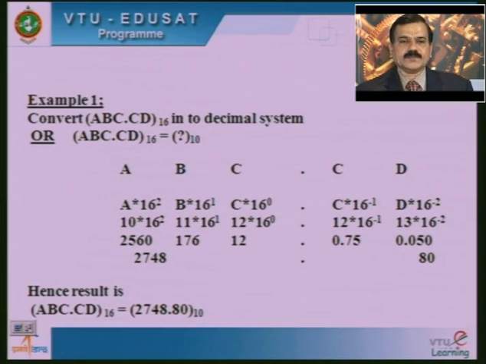Now, the product values on the left side you have to sum. That gives the sum value as 2748, and after the radix point, 0.75 plus 0.050 gives 0.80. Hence the result of the hexadecimal number ABC point CD is equal to 2748.80 in decimal.